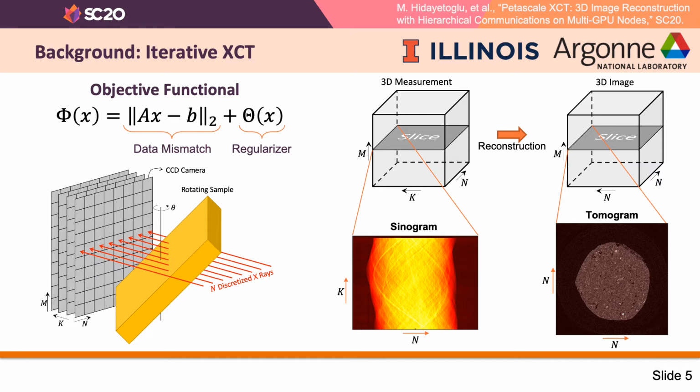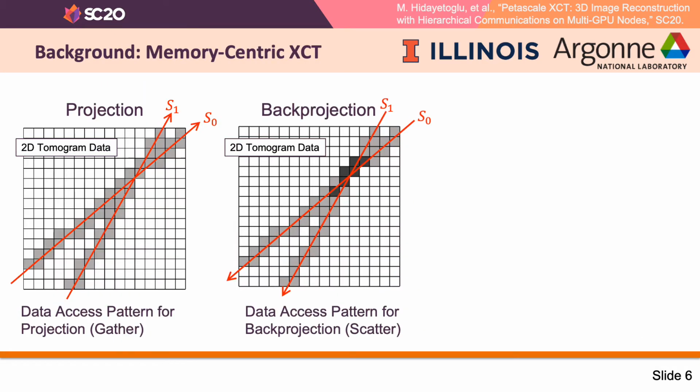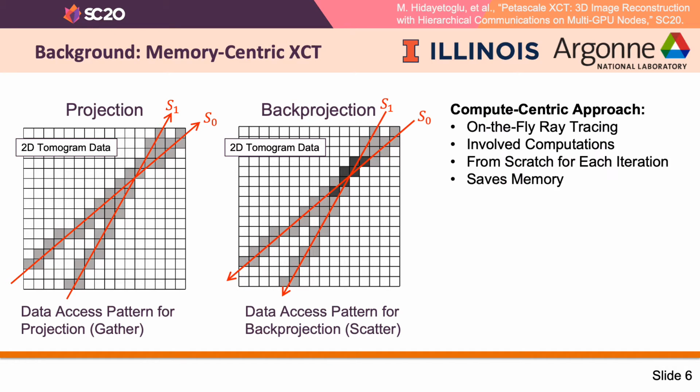To understand, let's take a look at the computations. The projection performs ray tracing on the voxels in a tomogram, which is a gather operation. The same applies to the back projection, but with a scatter operation. A compute-centric approach performs these on the fly with expensive nested loops and conditionals, which are not vectorizable. Moreover, the same expensive computations are performed for each iteration from scratch.